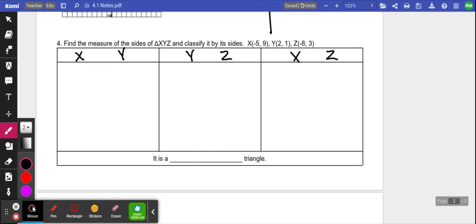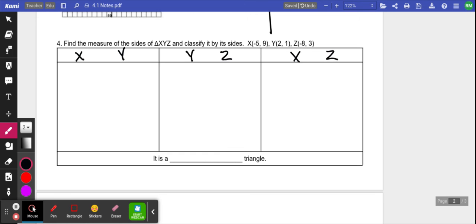Okay, if all three of them are equal, it's an equilateral. If all three of them are different, it's a scalene. If two of them are the same, then it's an isosceles. Again, we will check answers on Tuesday.